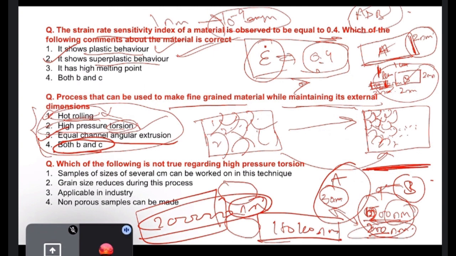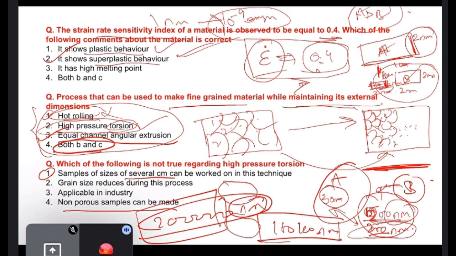Which of the following is not true regarding high pressure torsion? Now you will be able to answer this. Samples of sizes of several centimeters can be worked on with this technique. Grain size reduces during this process. It is applicable in industry, and non-porous samples can be made. Which one is not true? You have to answer. Do you agree with option 1? Yes or no?